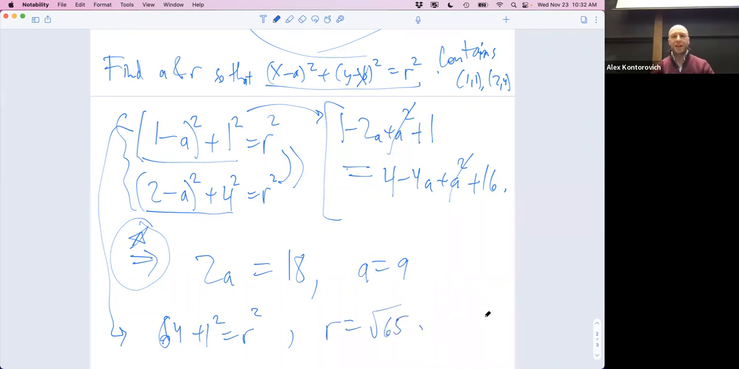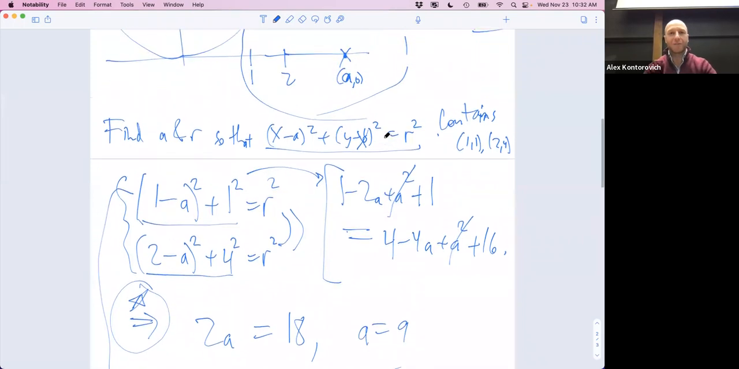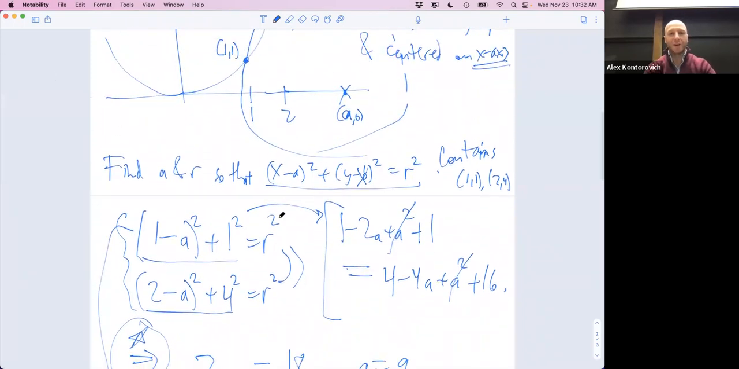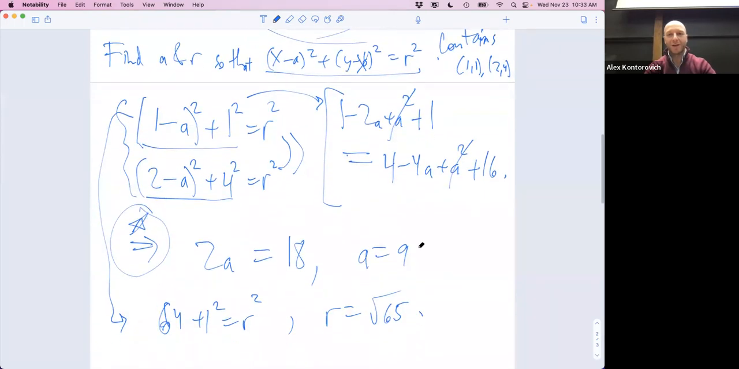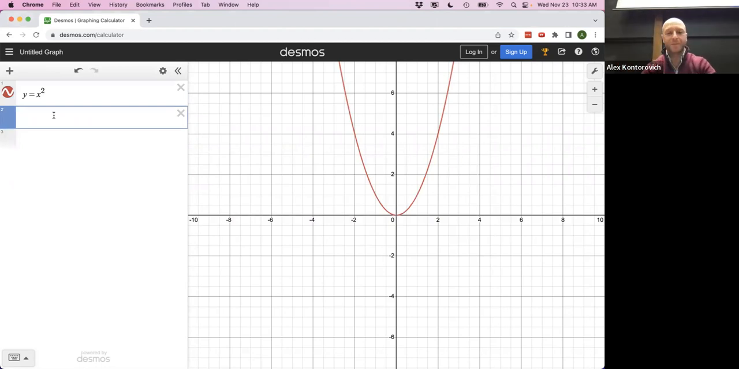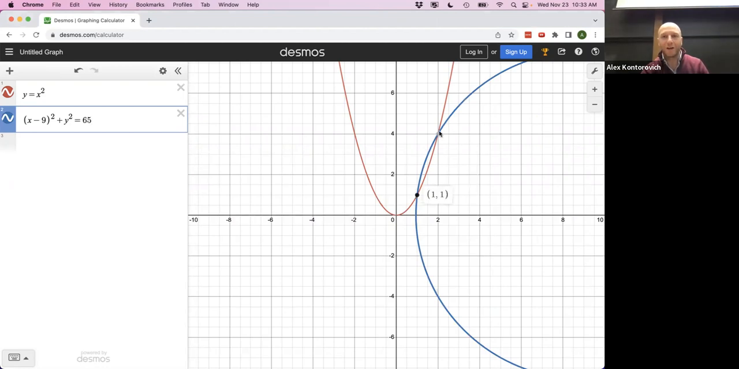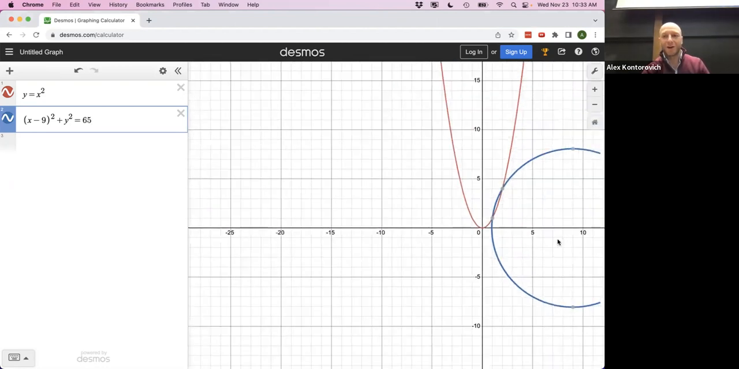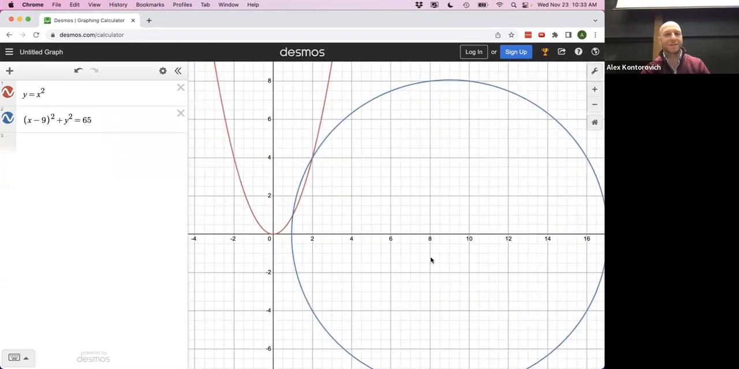Okay, does that make sense? And let's check. So what's our equation? We have one equation that's y equals x squared. We have another equation which is x minus 9 squared plus y minus nothing, just y squared, is equal to square root of 65 squared. So let me pull up Desmos. Y equals x squared. There's that parabola that we all know and love. And what was the equation? x minus a was 9. The center is going to be on the x-axis, so there's a y squared, is equal to square root of 65 squared. And look at that, it passes through the points 1, 1, and 2, 4, and it's a circle centered on the x-axis. Okay?